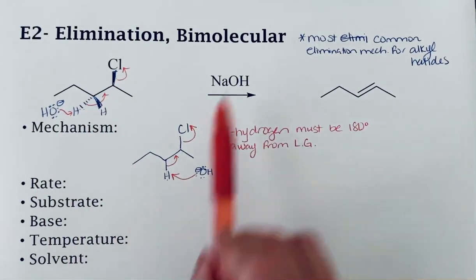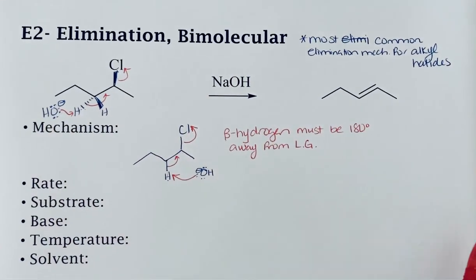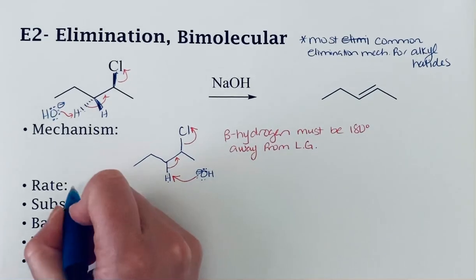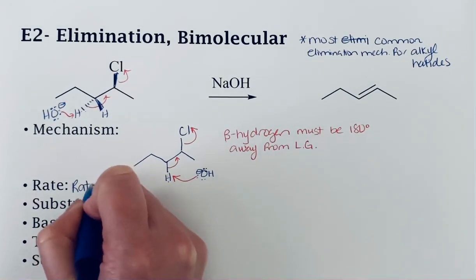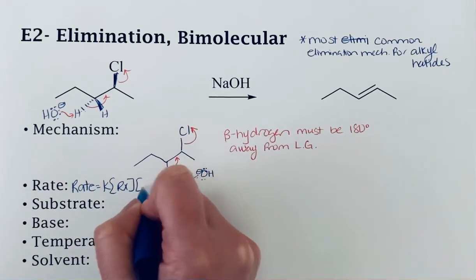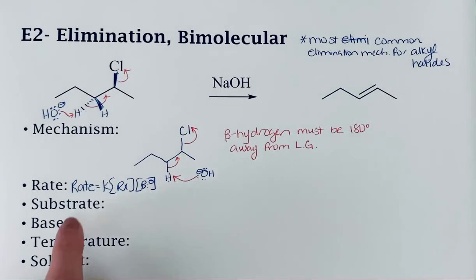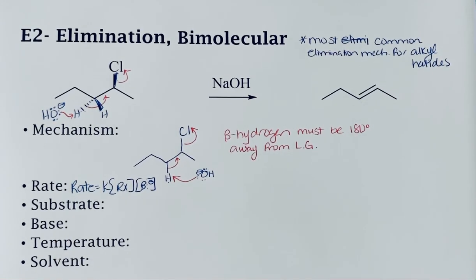So the rate of this reaction, the bimolecular, is still involving the nucleophile and the alkyl halide. So it involves both RX and your base. Okay, substrates for an E2 reaction.